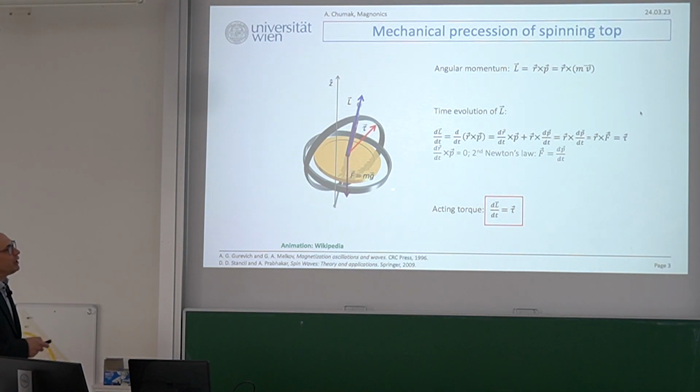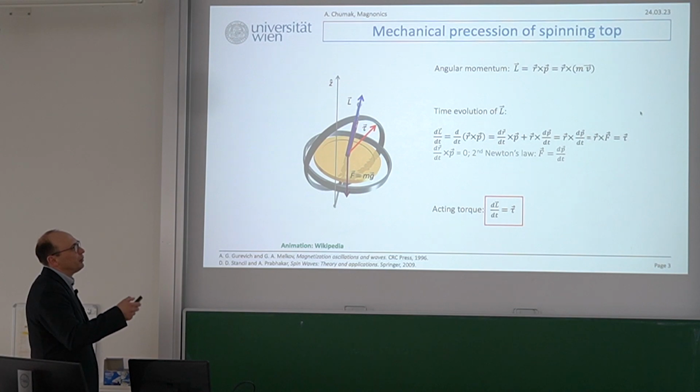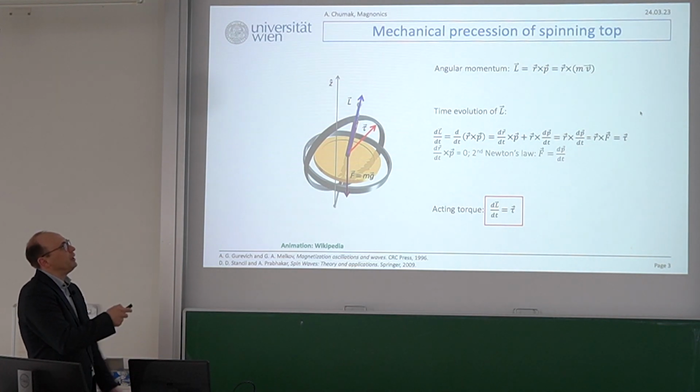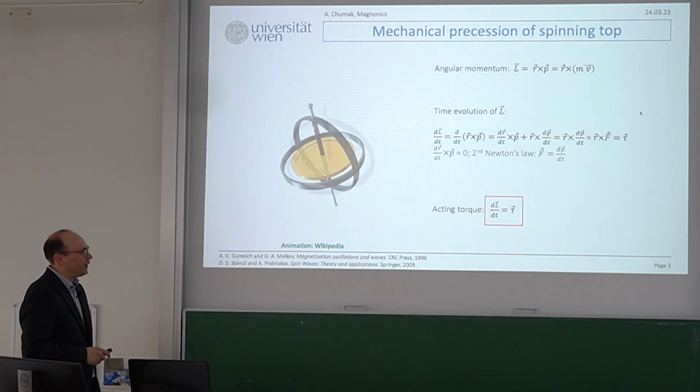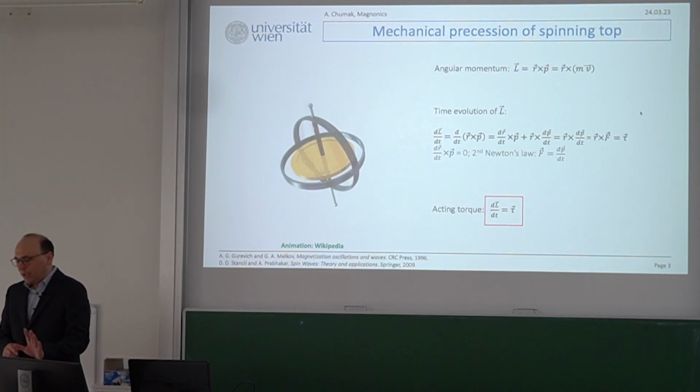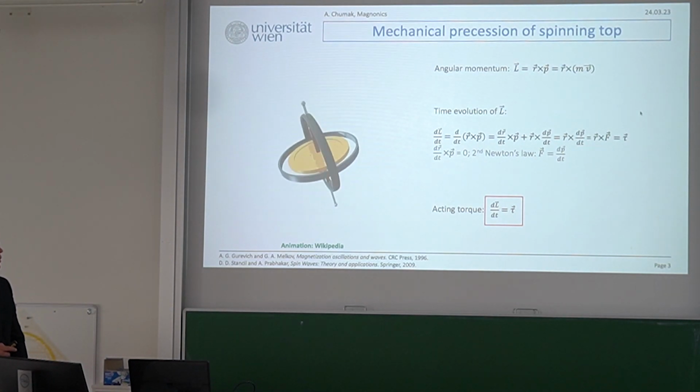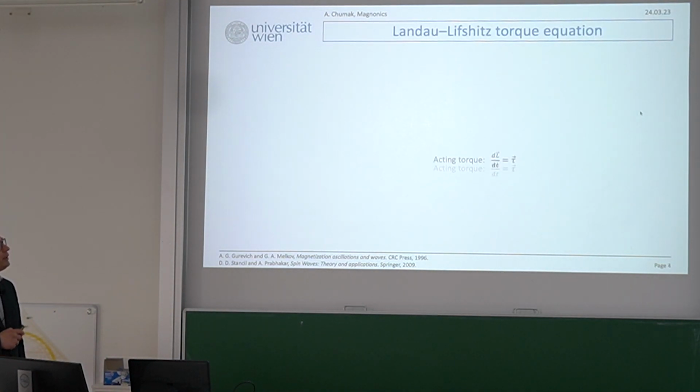And this mechanical precession means that if your precession top is trying to fall down, force mg is trying to pull it down. Instead, it will create a torque, and we will get mechanical precession. Good. All this is known also from mechanics.